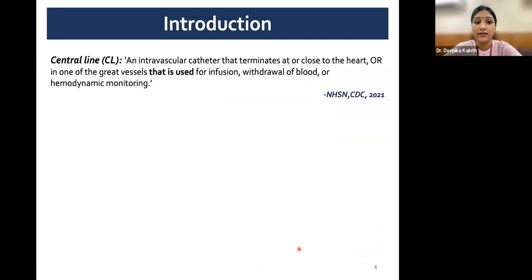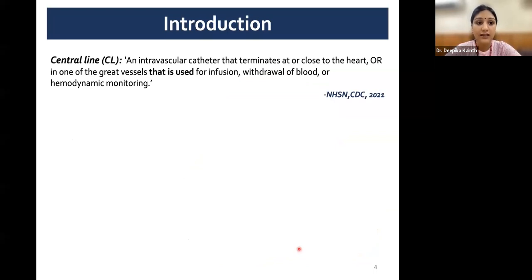So what is a central line? A central line is an intravascular catheter that terminates at or close to the heart or in one of the great vessels, that is used for infusion, withdrawal of blood, or hemodynamic monitoring. This is the definition given by the Centers for Disease Control in 2021 and the National Healthcare Safety Network, which clearly defines what is a central line.